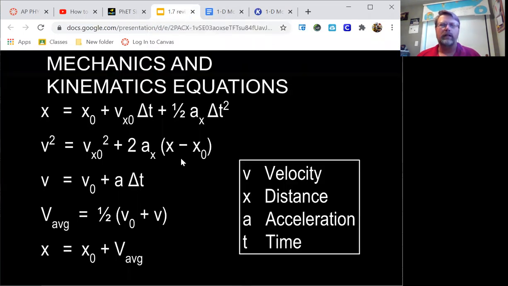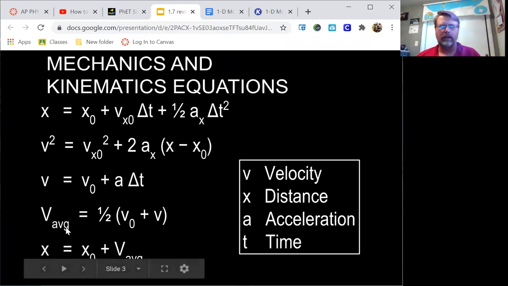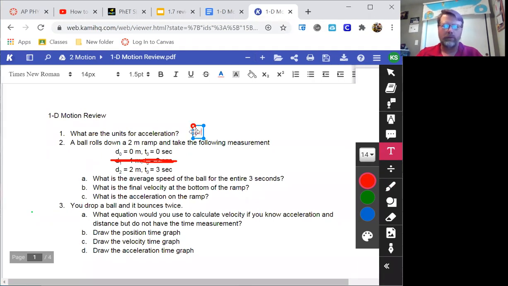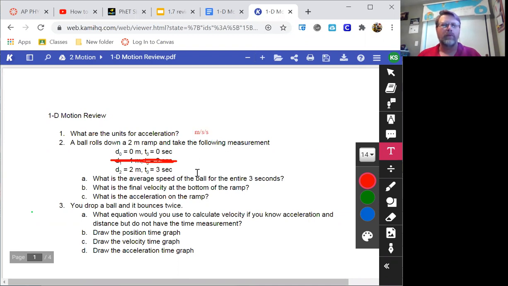None of these equations ask for a midpoint. Even when they're asking for average, that doesn't mean they're asking for some middle part. Okay, so we just need the initial and we need the final to do these, okay? The units for acceleration, by the way, are meters per second squared, okay?